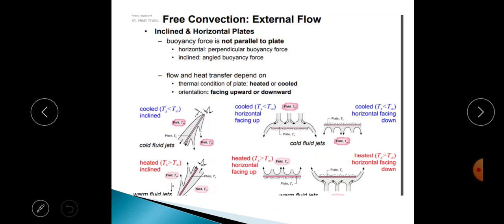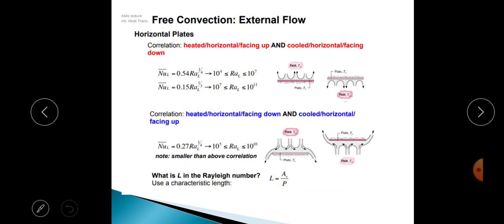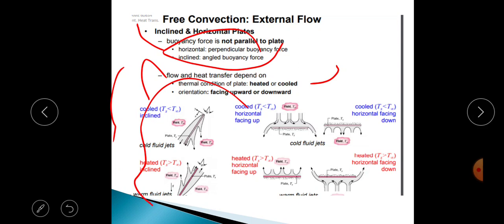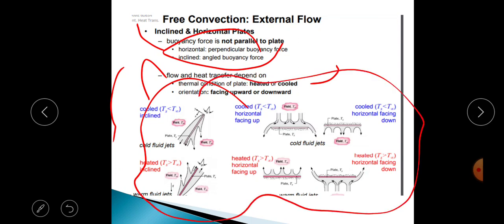Next is free convection for external flow, for both inclined and horizontal plates. The buoyancy force is not parallel to the plate: for horizontal plates it is perpendicular, and for inclined plates it acts at an angle. Flow and heat transfer depend on the thermal condition of the plate, heated or cooled, and orientation, facing upward or downward. So it depends on various things. And here are some diagrams also to explain the concepts.